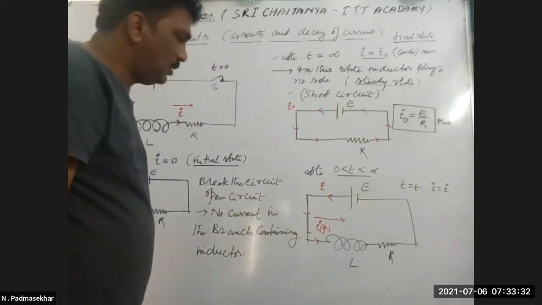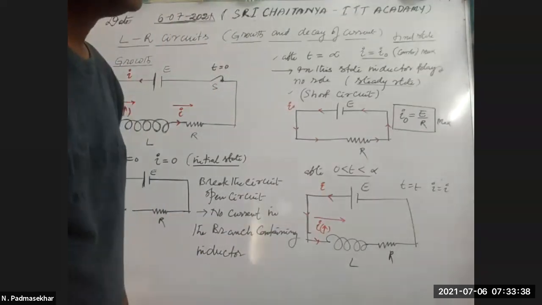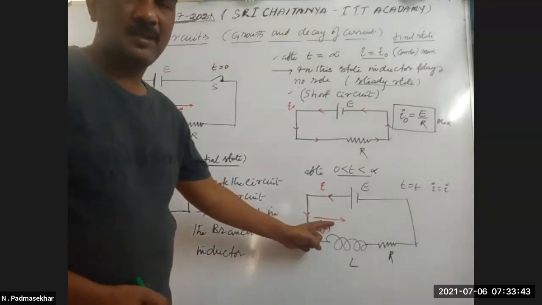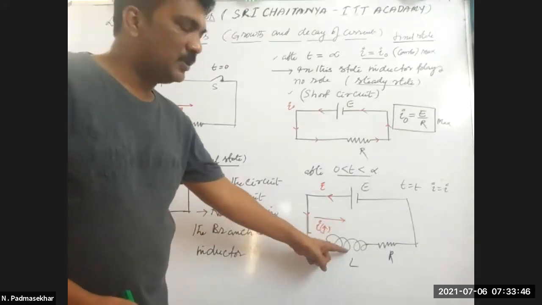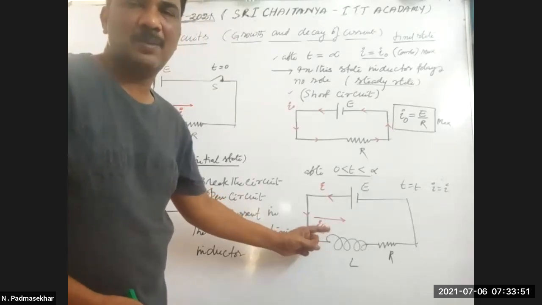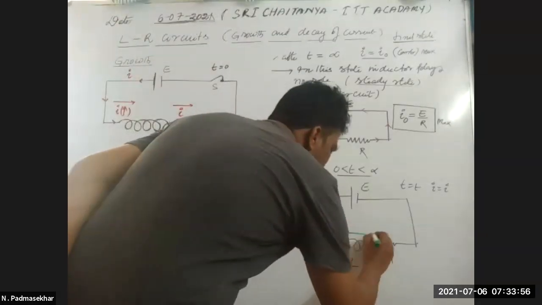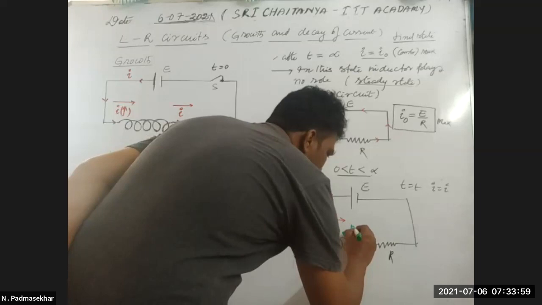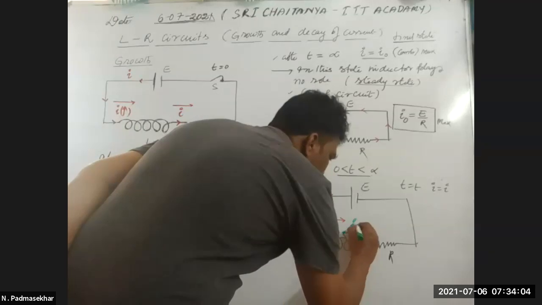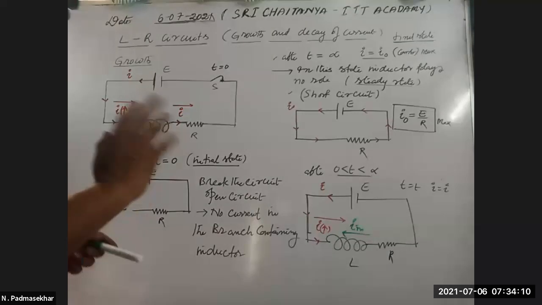Inductor lo current induce avuthundi. In which direction is the current induced? Here the current is increasing. Then what should the induced current do, support it or oppose it? Oppose. Opposing means this is the direction of the induced current. So this is I induced, the direction of induced current.